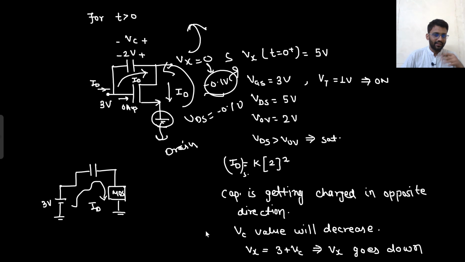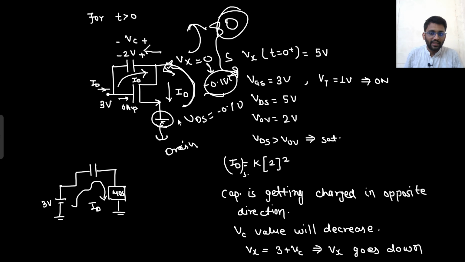Did you understand this point? I explained it very fast. What did I say? Vx cannot go down below 0. If Vx goes down to minus 0.1, and this is at 0, then this will act as drain and this will act as source. The current will flow from drain to source, and the same current will flow in the capacitor in this direction. Then the capacitor will charge, so the Vx voltage will go up, because Vx is 3 plus Vc. So you reduce it to minus 0.1, but it goes again towards 0, and again it will be higher than 0 potential, say 0.1.